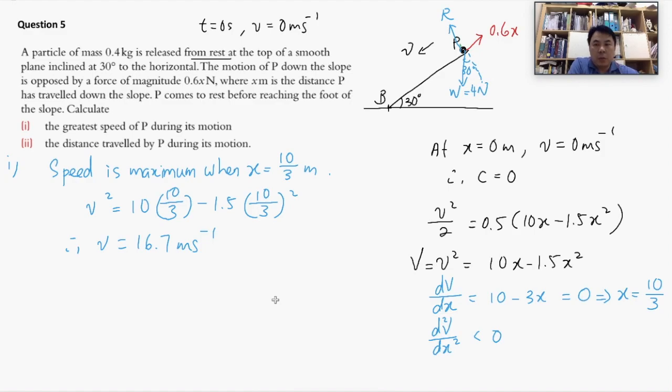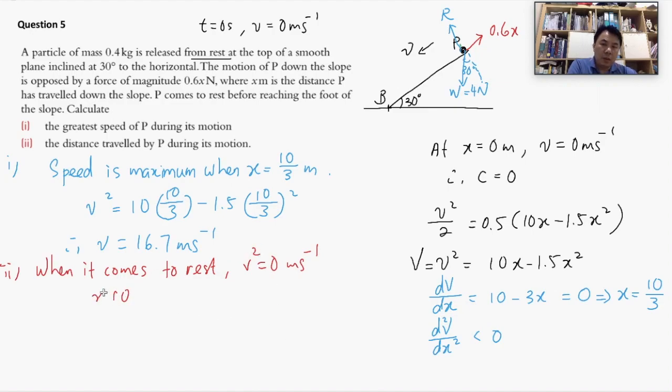Number 2, the distance traveled by P during its motion. We know that it comes to rest before it reaches the foot. When it comes to rest, we know that v is equal to 0. So therefore, v is equal to 0 or v squared equal to 0.